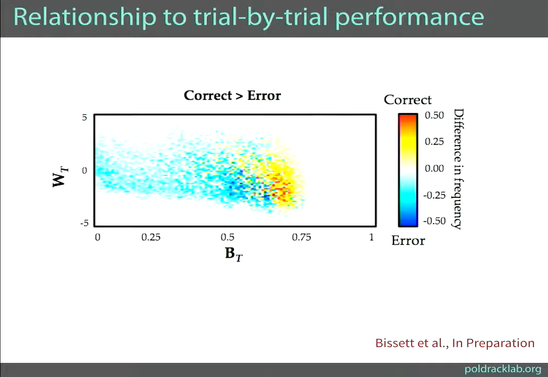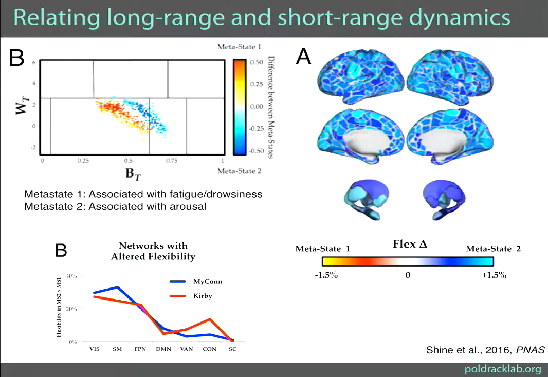We can also ask how it relates to trial-by-trial performance. This is an ongoing analysis from Patrick Bissett in the lab, where he looked at the Human Connectome Project working memory data, at what happens right before somebody makes an error versus right before they get it right. It turns out that you're more likely to be in that less integrated, more segregated state when you make an error, suggesting that integration is important for performance, at least on these kinds of complex cognitive tasks.